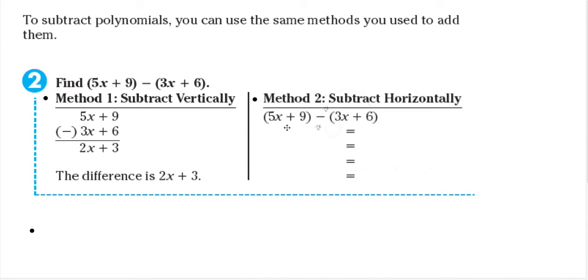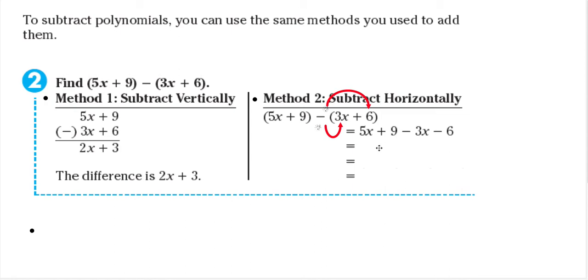Again, 5x plus 9 minus 3x plus 6. We need to remember that from what we discussed, there's always an invisible 1 lingering in this area right here. So what do we do with that invisible 1? We basically distribute it to 3x, and let me show that to you. There you go. Distribute that to 3x and distribute that to 6. Once you do that, you end up with 5x plus 9 minus 3x minus 6, because negative 1 times 3x is negative 3x, and negative 1 times 6 is negative 6.